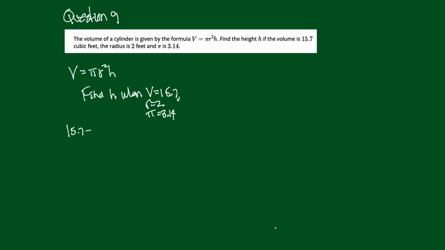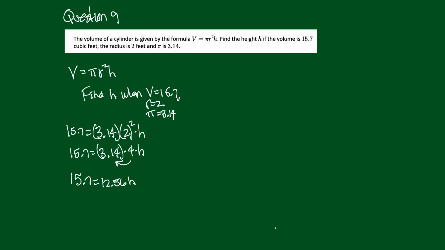15.7 is equal to 3.14 times r squared. Now r is 2, so 2 squared times h. Okay, so let's do this. We'll get 15.7 equals 3.14. Now 2 squared is 4 times h. Now, if I multiply this by 4, I'm going to get that 15.7 is equal to 12.56h.